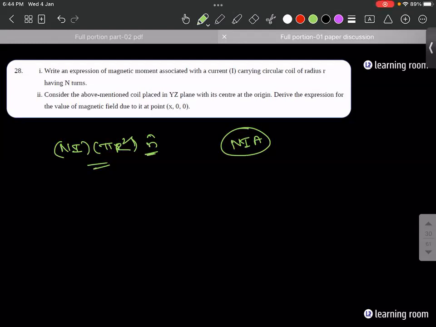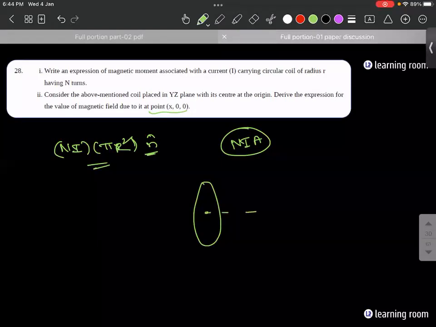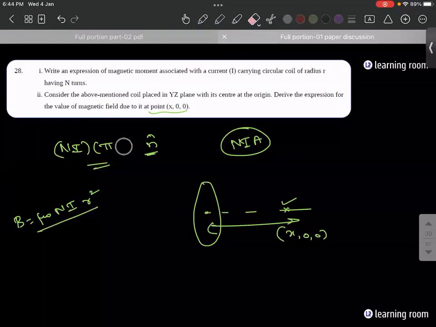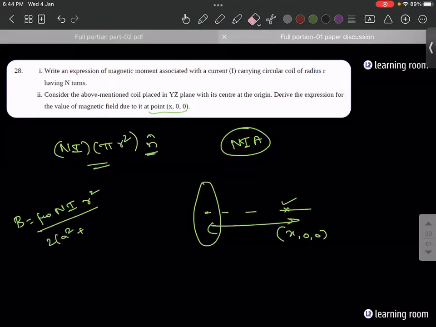Consider the above mentioned coil in the yz plane with its center at the origin. Derive the expression for the value of magnetic field due to it at a point x, 0, 0. So, due to a point on it at a distance x comma 0 comma 0, find the magnetic field. This is again a derivation. So what should be the answer? B will be equal to mu naught N i r square divided by 2 into (r square plus x square) the whole power 3 by 2.